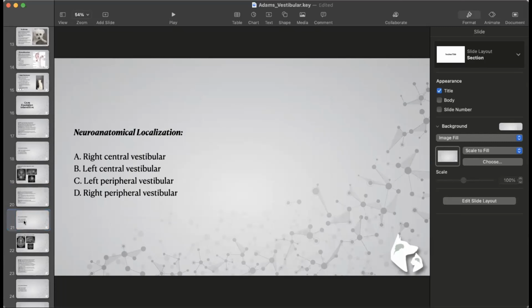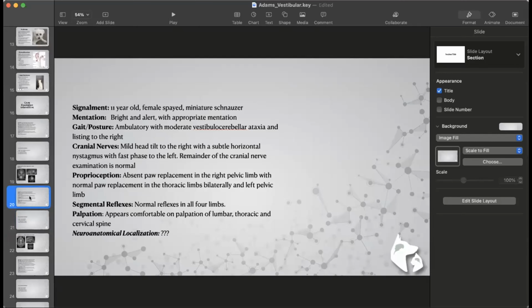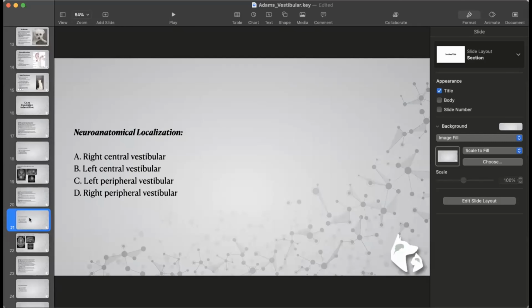Right, got one for right peripheral. Remember, with peripheral vestibular system dysfunction, you will not see any postural deficits, okay? So the fact that she has some means that it cannot be peripheral. Kind of narrowed it down for you, so you got 50-50.